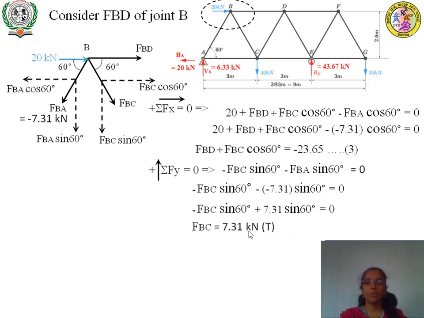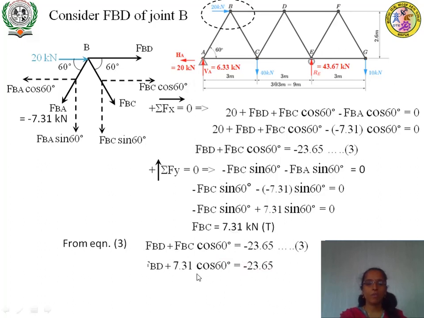So using this FBC, we'll substitute back into equation 3. That is, from equation 3, we have FBD plus FBC cos 60 is equal to minus 23.65. So let us substitute FBC. FBD plus 7.31 cos 60, that is equal to minus 23.65. If you take it outside, again it will be a minus term. Therefore, FBD is equal to minus 27.3 kilonewton. Minus indicates it is under compression. Okay. So that is the joint B.